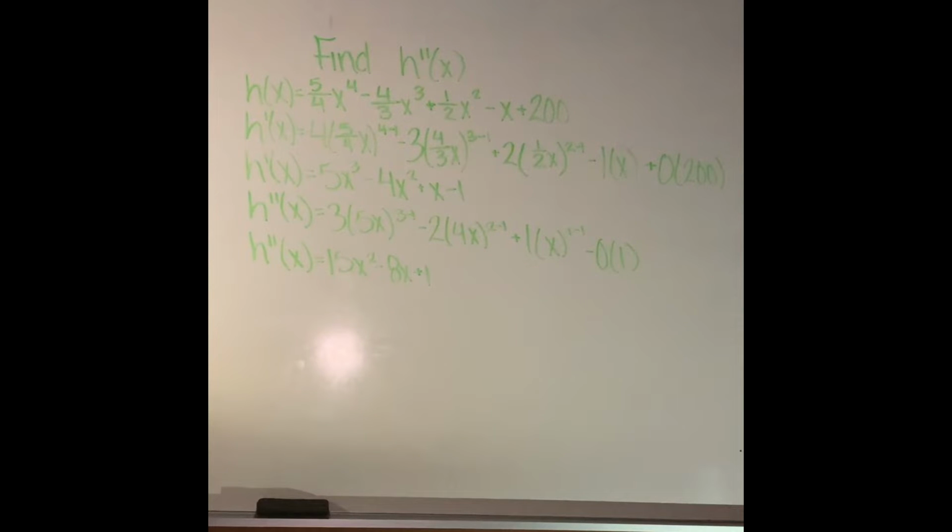H double prime of x equals 3 times the quantity 5x to the 3rd minus 1 minus 2 times the quantity 4x squared minus 1 plus 1 times the quantity of x to the 1 minus 1 minus 0 times the quantity of 1. H double prime then simplifies to 15x squared minus 8x plus 1.